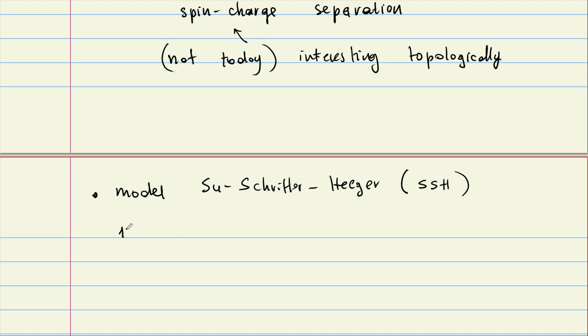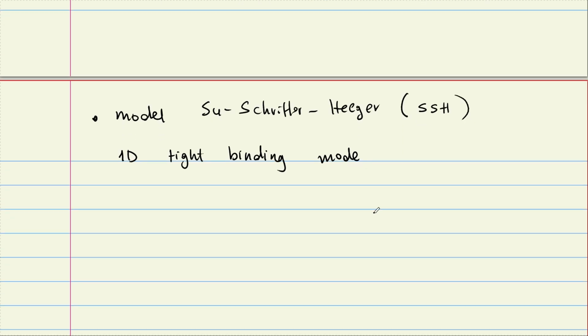And it is like a 1D tight binding model, and it is something like this. Let me draw a unit cell. So there are two atoms in the unit cell, and let's call this T1 bond, and there's also a T2 bond. I will show it with dashed lines.